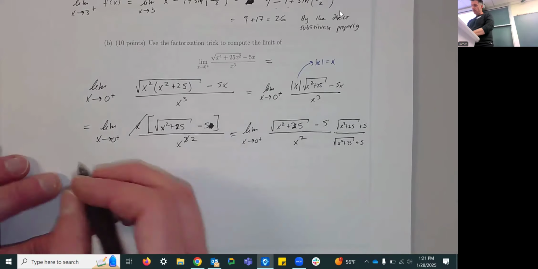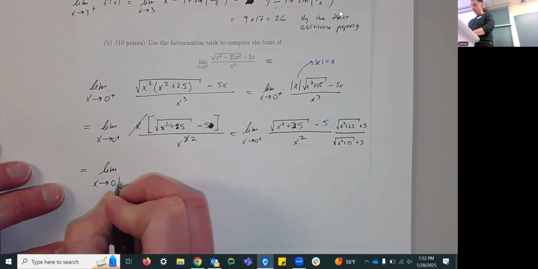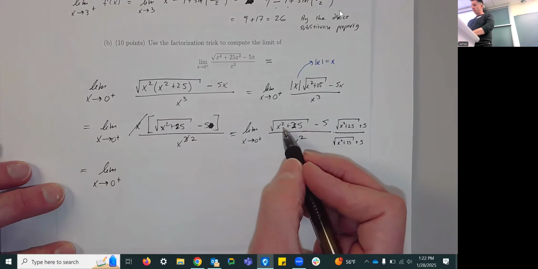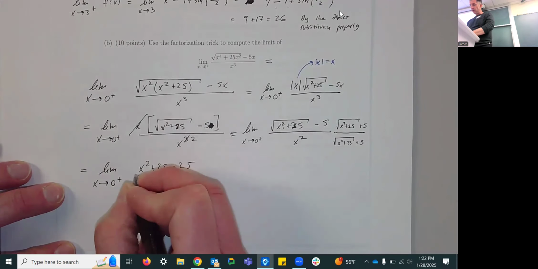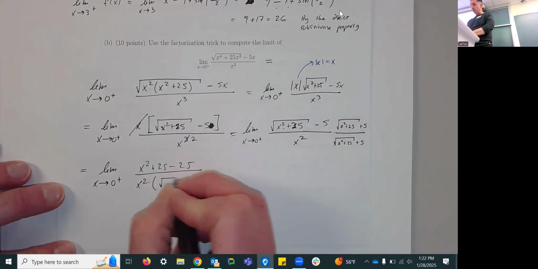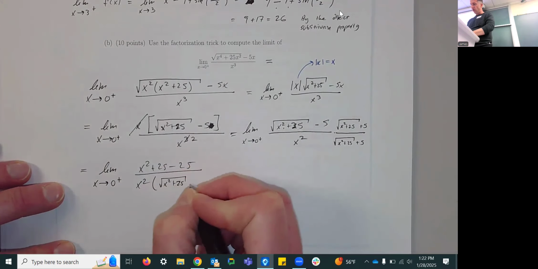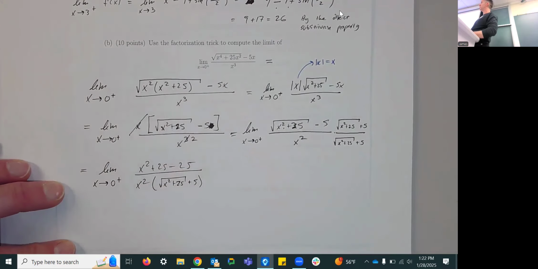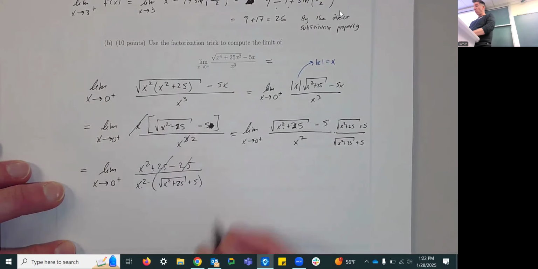So then, multiplying out the top, we have the limit as x approaches 0 from the right of x squared plus 25 minus 25. On the bottom, we have x squared times all that stuff. I'll remind you that when you multiply by the conjugate, you want to multiply out the conjugates, and you don't want to multiply out the things that are not conjugates. Cancel the 25s. x squared divided by x squared is 1.